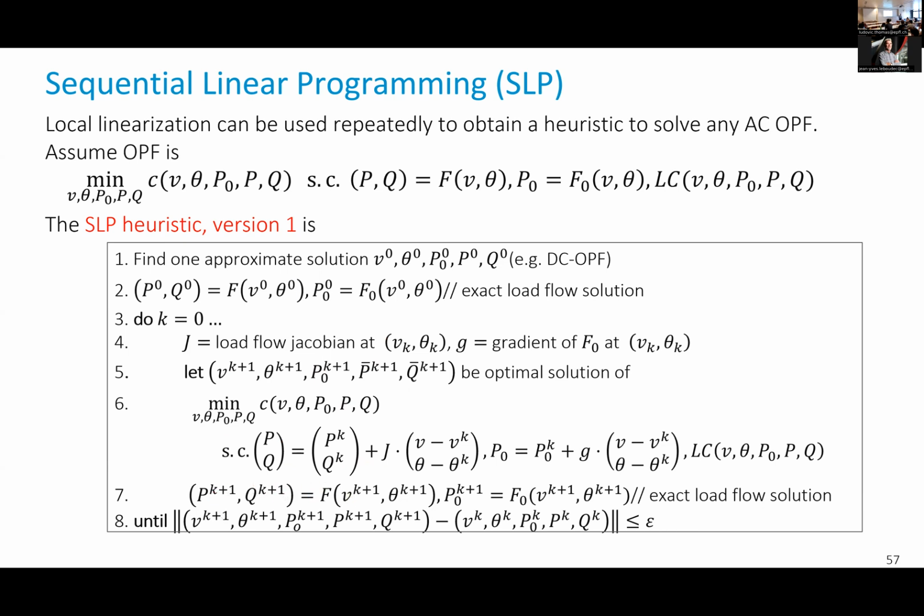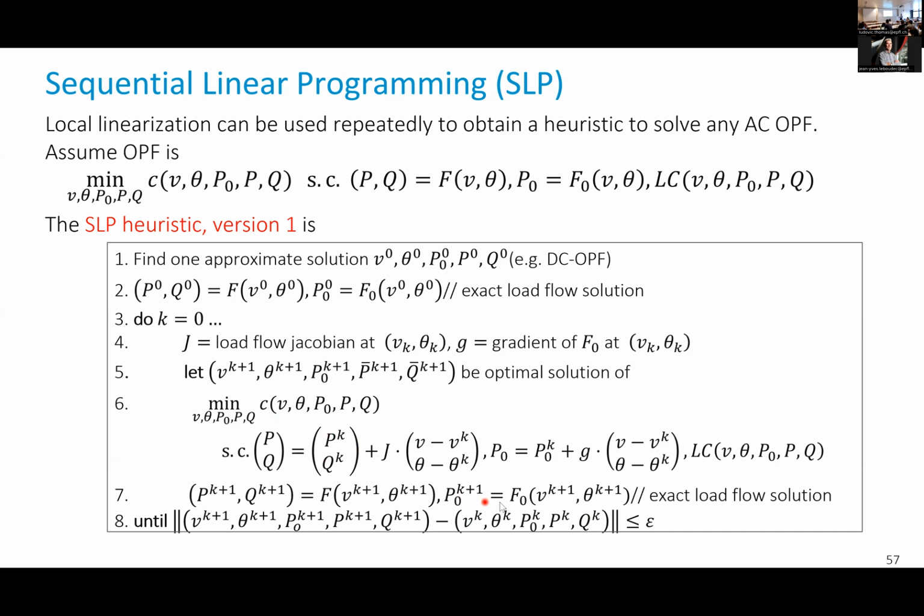So what I will have here is another point, which is now V_K, theta_K, P_K, and so on. And I will do it again. I will linearize at this new point and solve the game. What have I obtained when I do this? At every iteration, I have obtained something which is an optimal solution of the approximate problem, but thanks to the correction on line 7, is an exact solution of the load flow.